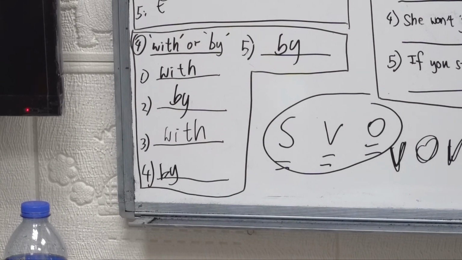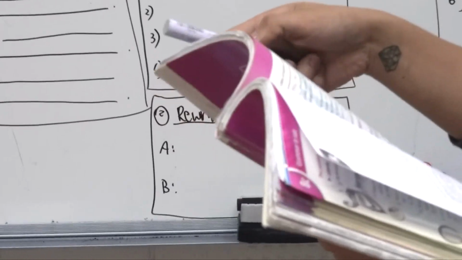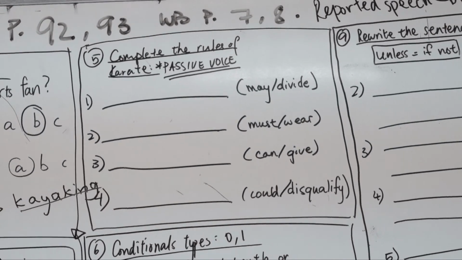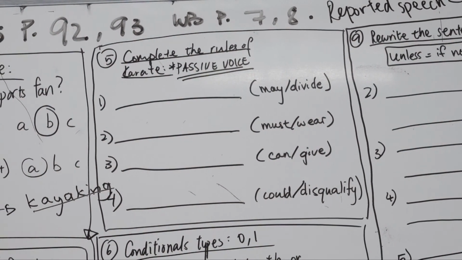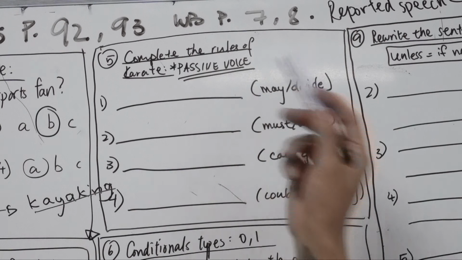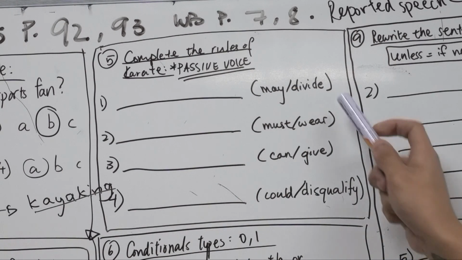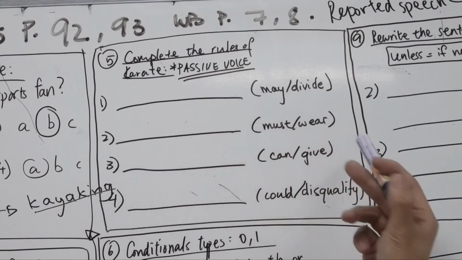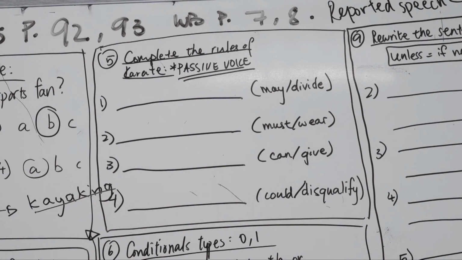Right, okay. So now let's go to page 93, okay? Page 93, did I segregate it? No. So page 93, part 5. Complete the rules of karate. Do you know karate? Right, it's the Japanese martial arts, right? Using the passive voice, okay? So, we have words in brackets, okay? For the 4 questions. I didn't write the whole sentence because it's just not enough space. So number 1, competitors may divide into groups based on age, height, weight, gender, or level. So what should that be? May divide will become? May be divided. Very good, may be divided.